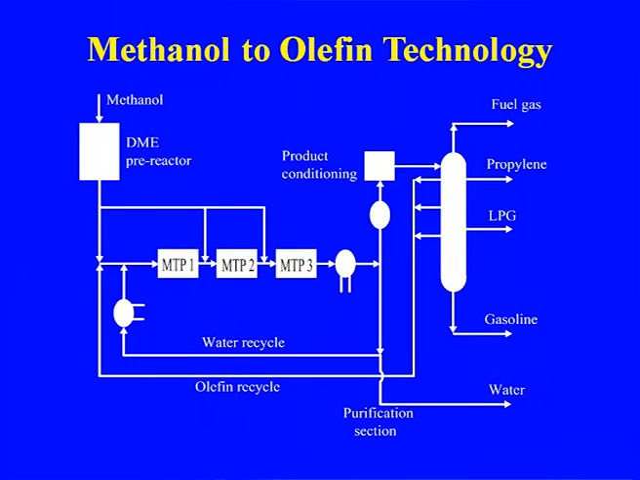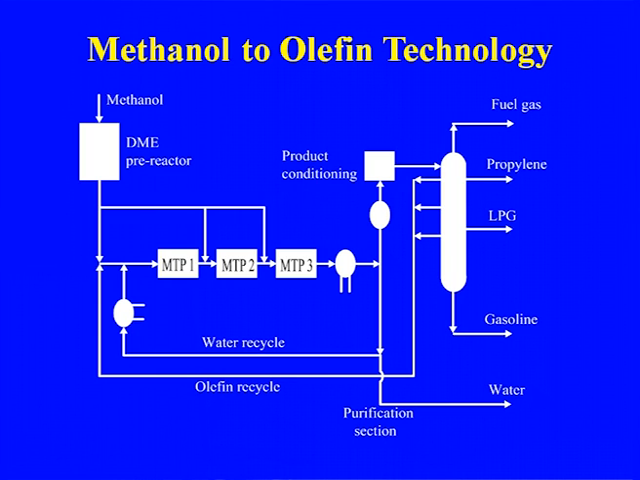This is the methanol to olefin technology, where methanol and dimethyl ether, a pre-reactor and different reactors are there. From the different reactors, the product goes to the fractionating column, which I told you, the fractionation of the product, and then the purification section. This is the gasoline, propylene, LPG. So, this is the final product you are getting from the methanol to olefin technology.